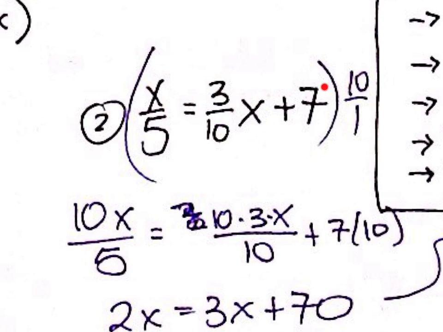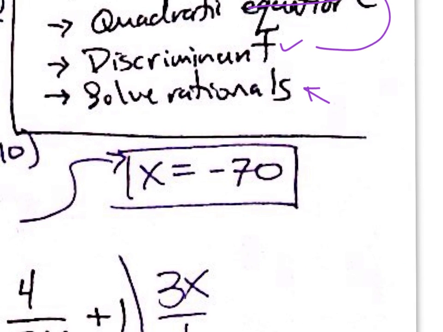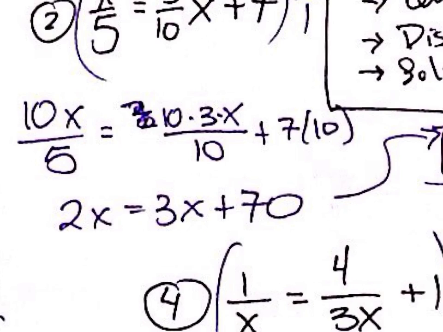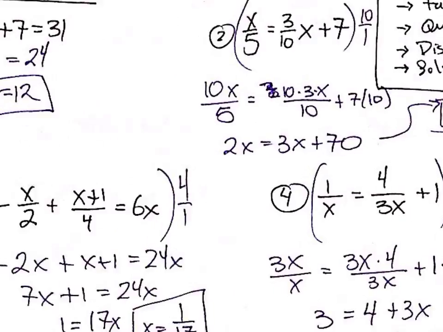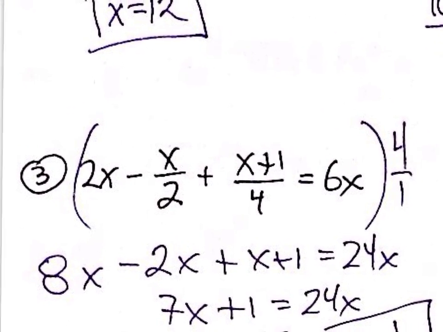Multiply by 10, multiply by 10, multiply by 10, we end up with 2x equals 3x plus 70. So this equation is very straightforward relative to the first, and we got there by just multiplying both sides by 10. So what do we do? Subtract, and then we get x equals negative 70. No problem there, and we'll be using that trick, for example, in number 3.